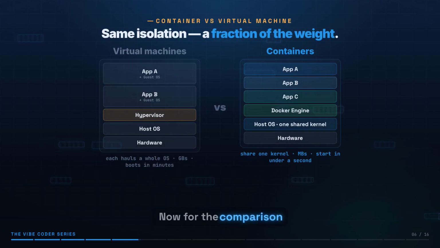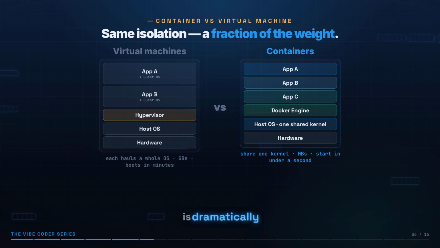Now for the comparison that everyone immediately asks about. Haven't we been able to do roughly this for years already, using virtual machines? Well, sort of, but there is one absolutely crucial difference. A virtual machine emulates an entire computer from scratch. It runs a full guest operating system of its very own, stacked right on top of your real one. That means every single virtual machine has to haul along gigabytes of operating system, and it takes minutes to boot up, just to run your one small app.